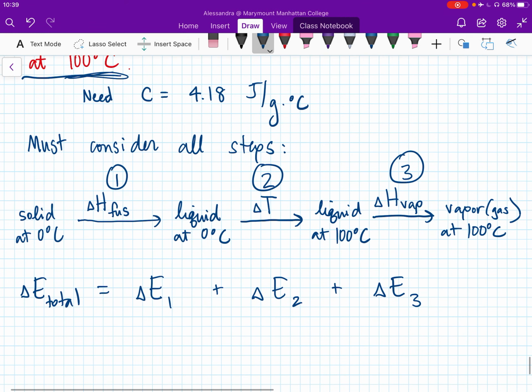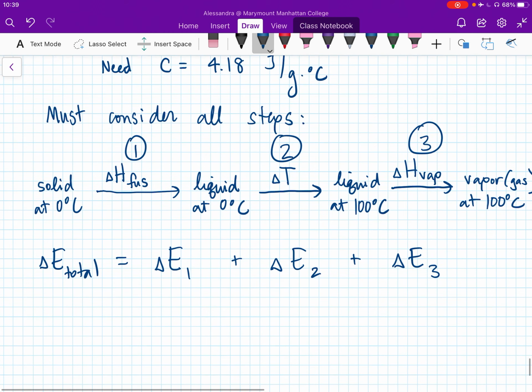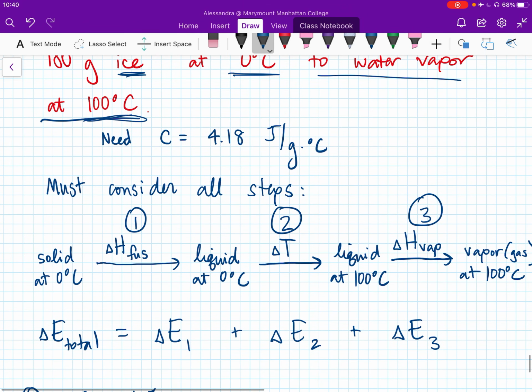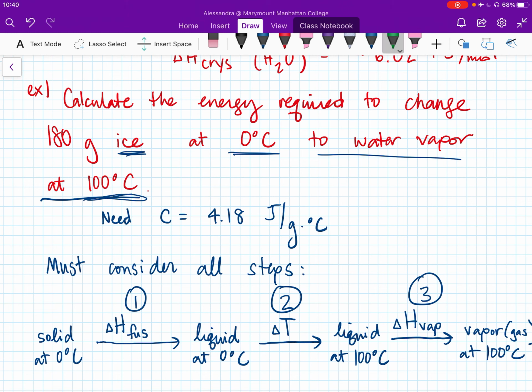So let's figure out the energy change for step 1. For step 1, I have the heat of fusion of water, which I gave you a moment ago. It's 6.02 kilojoules per mole. Now, how much water do I have? I have 180 grams of ice. Ice is, of course, water. The molecular weight of water is about 18 grams per mole, so I'm just going to round that to 10 moles of water. Okay, I need it in moles.